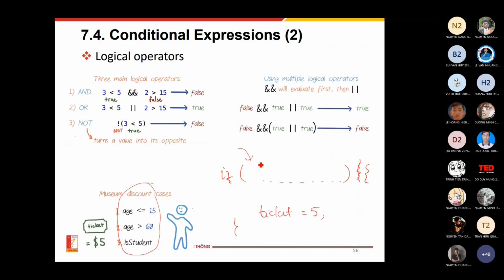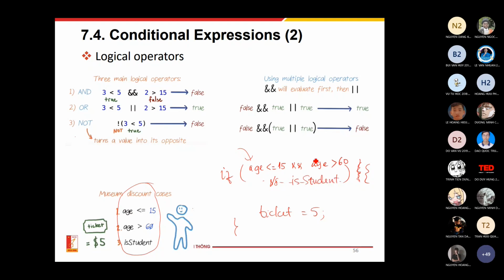If h smaller than or equal to 15. And h bigger than 60. What else? And is student.